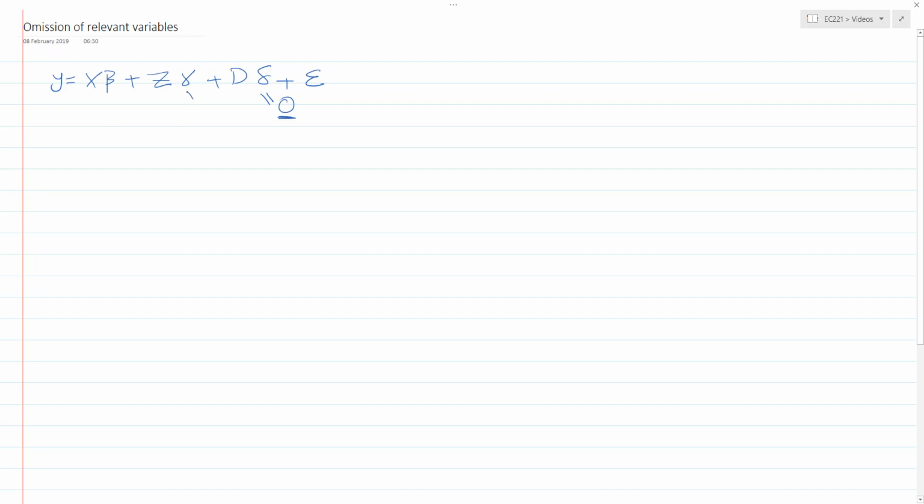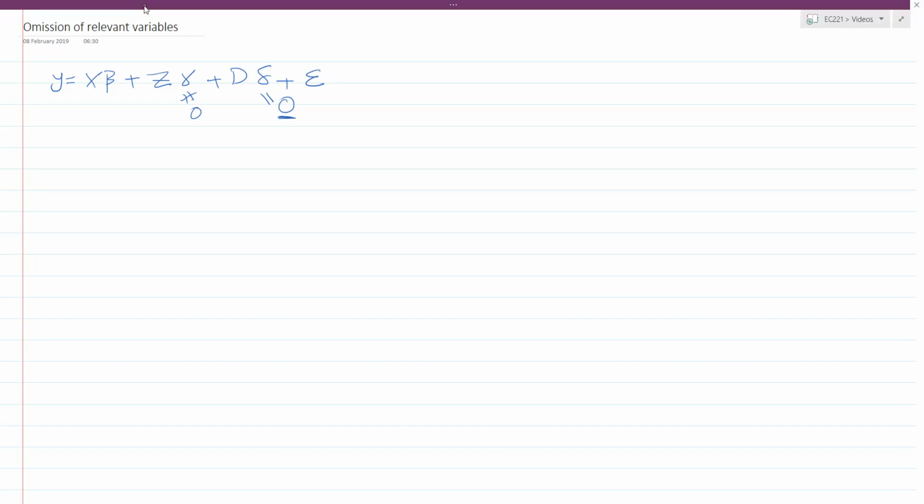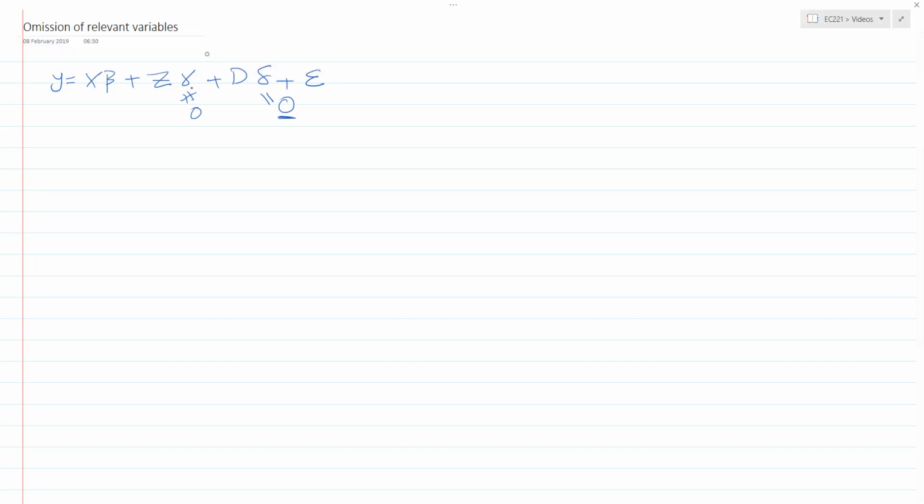Now, if gamma was not equal to 0, then z is a relevant variable, and dropping it out of the regression has some consequences which we will cover in this video. And this is a good point to move on to what will happen if we drop out a relevant variable.